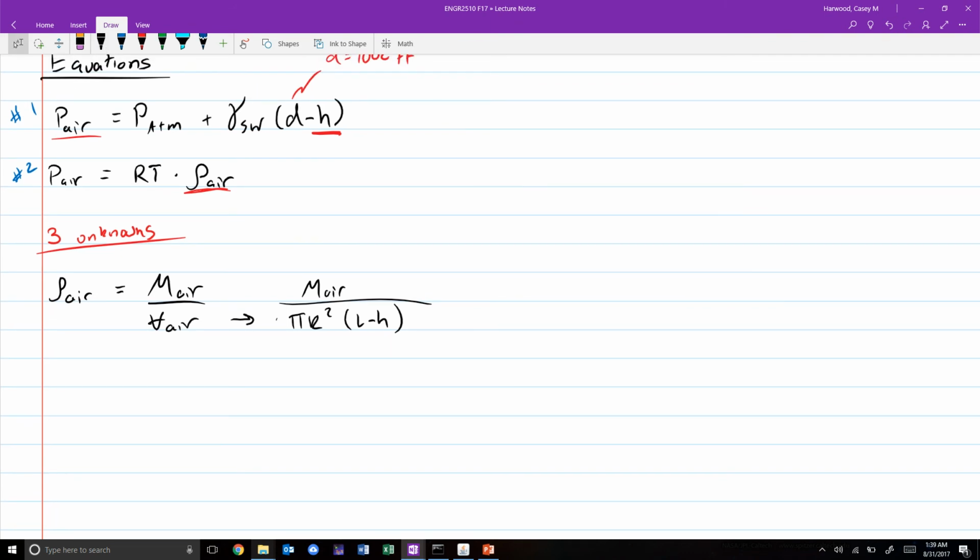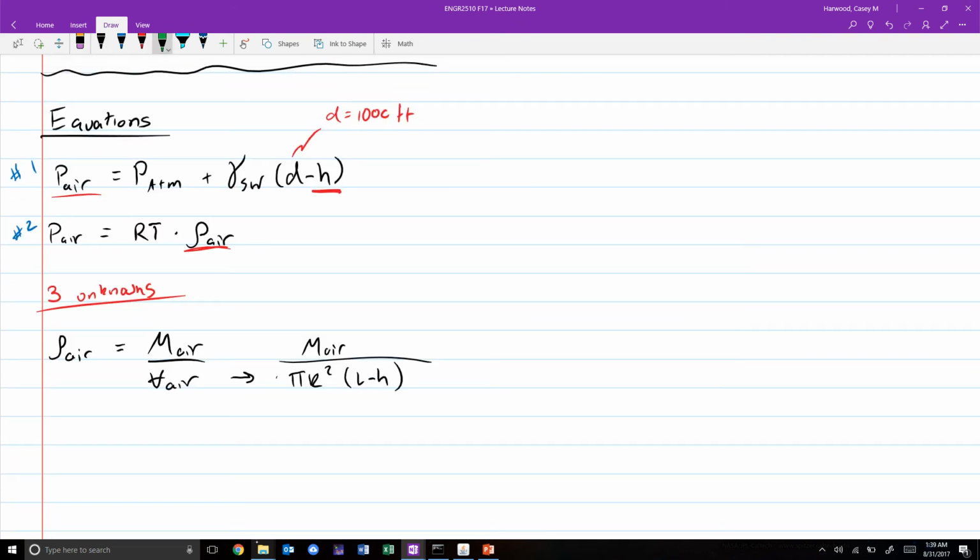So at this point, we've eliminated rho air from our equations. If we substitute this in right here, this will give us RT times mass of air over pi r squared L minus H. So our unknown here remains H, leaving us with 2 unknowns, P and H, to be solved for using these 2 equations.